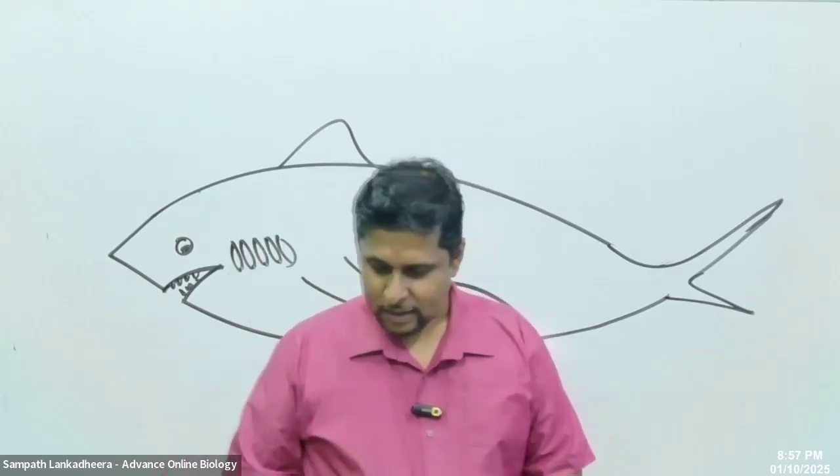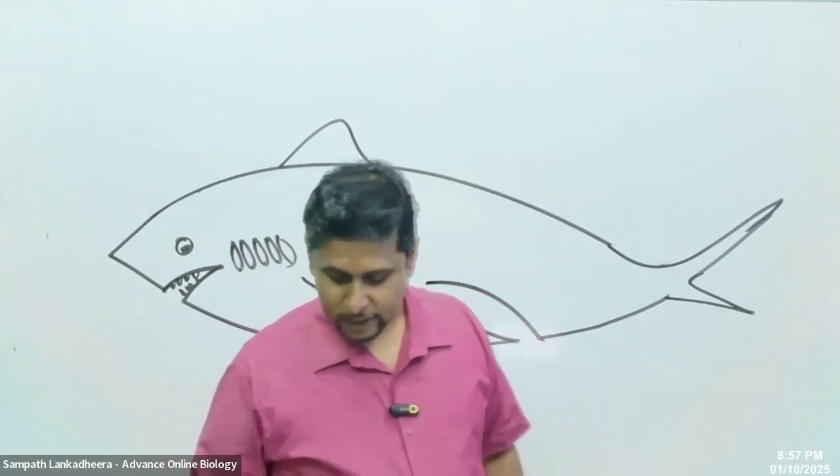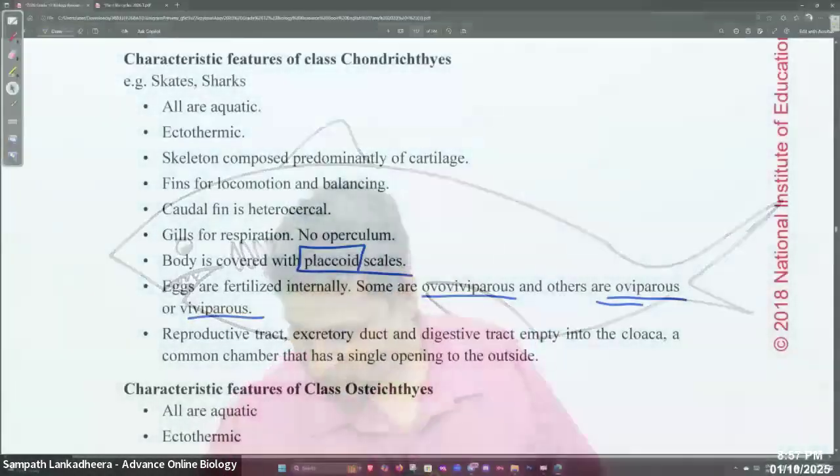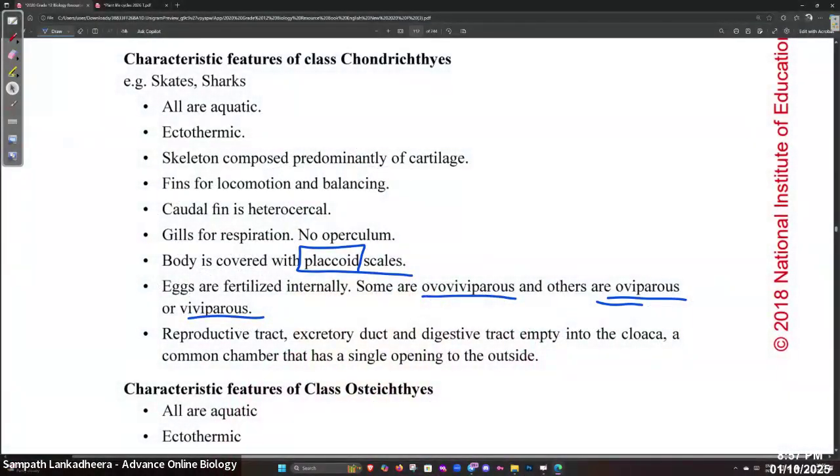Reproductive tract, excretory ducts and digestive tract empty into cloaca, a common chamber that has the single opening to the outside.